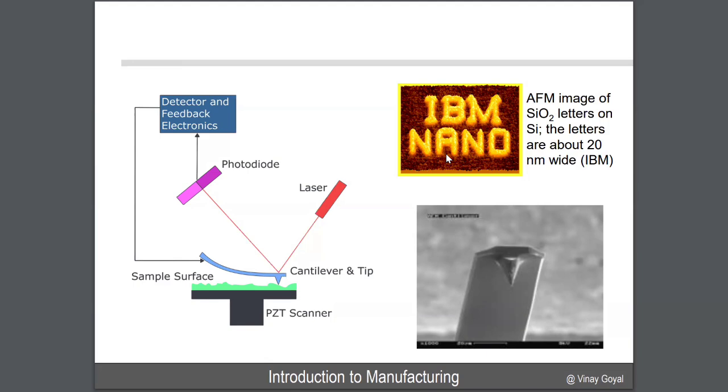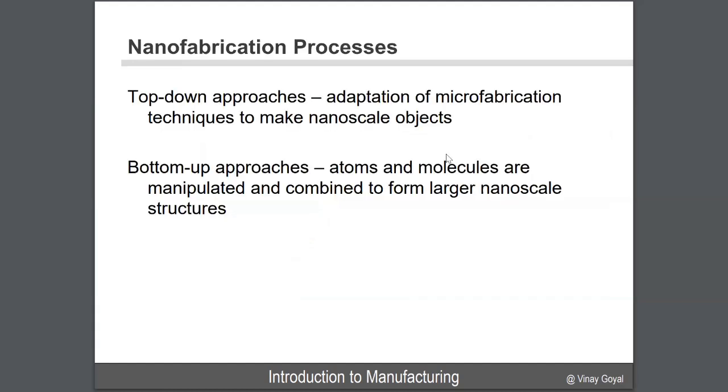So really impressive what we can achieve. And by the way, these letters are written in silicon oxide, which is what we talked about earlier in the electronic circuit, integrated circuit class. So with nanofabrication processes, there's two ways to look at this. There's a top-down approach and the bottom-up approach.